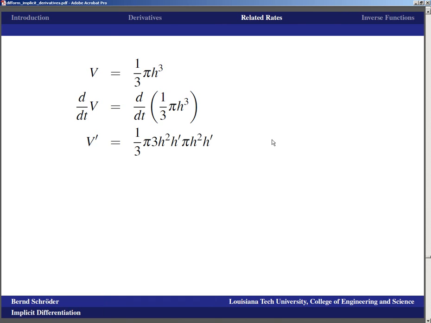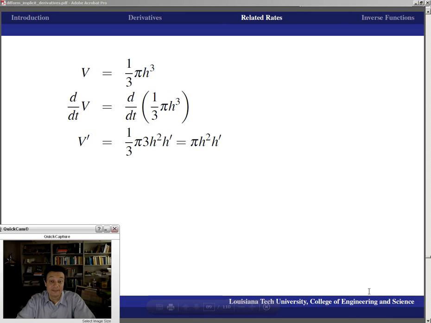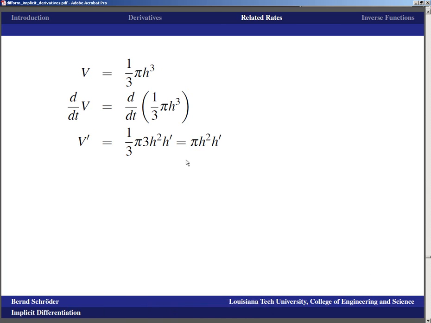So once we cancel that 3, which should have had an equal sign there, hang on. And there's the equal sign. Sorry about that. I think the rest ought to work. So we cancel the 3's, which means that V prime is pi h squared h prime, which means h prime is V prime over pi h squared, all right.